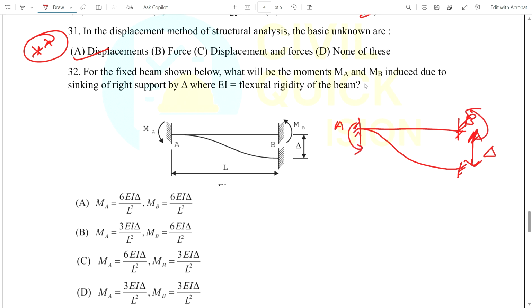You just remember this. This type of questions are asked in the exam directly. Okay, that's why you just remember the moment: moment at A is equal to 6 EI del by L square, and moment at B is also 6 EI del by L square. Both are same. So this is the correct answer.